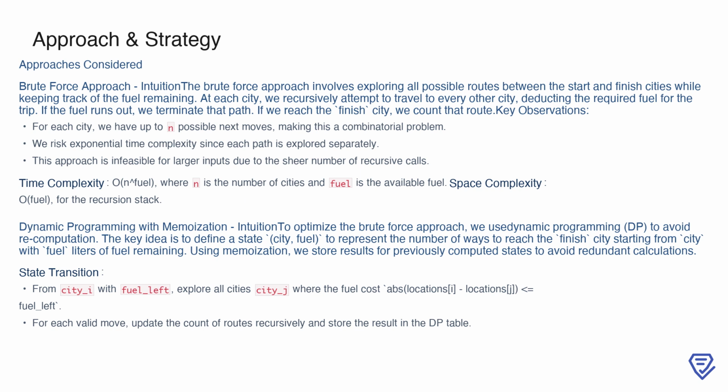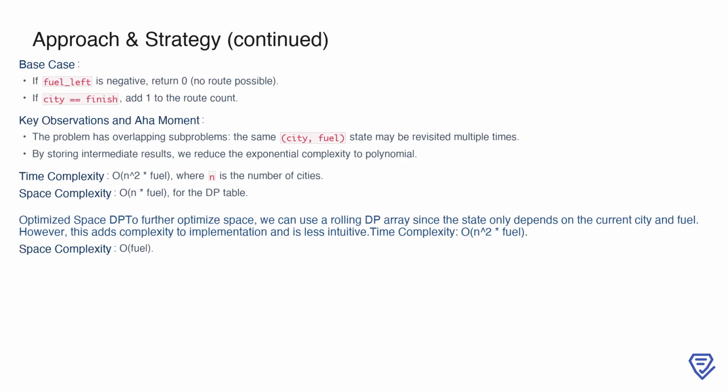To address these issues, we refined the brute force approach using dynamic programming with memoization. The dynamic programming approach optimizes the brute force method by avoiding redundant computations. Here, we define a state as a pair (city, fuel), representing the number of ways to reach the finished city starting from a specific city with a given amount of fuel remaining. Using memoization, we store results for previously computed states, significantly reducing redundant calculations.